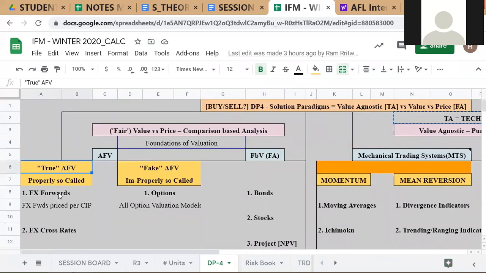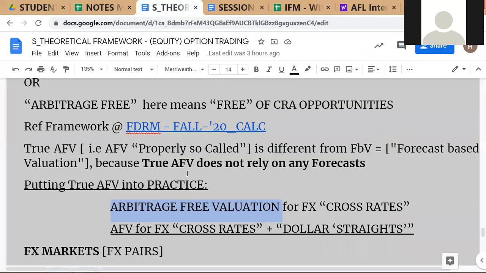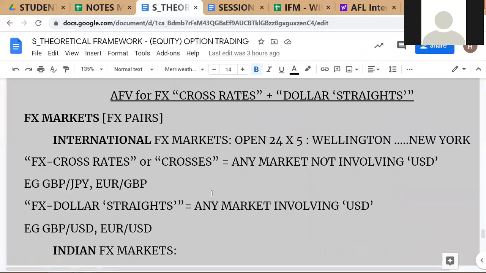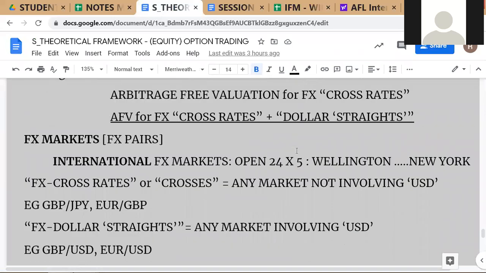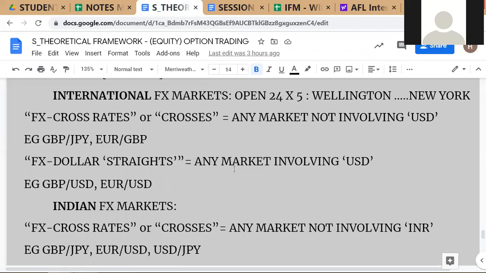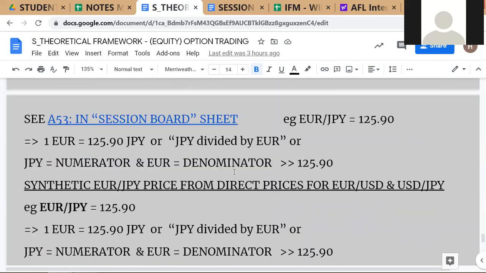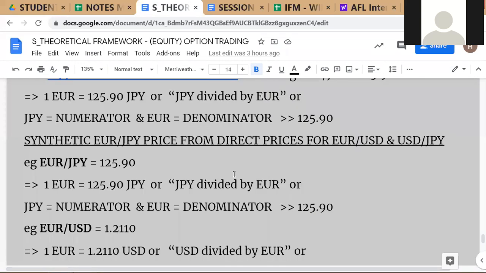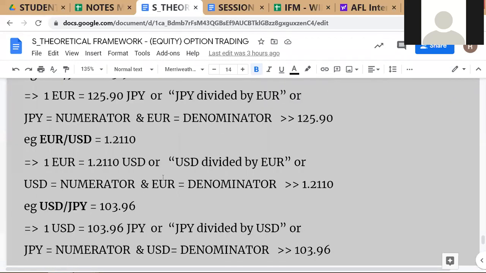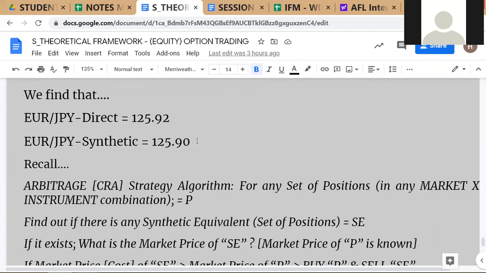The only place where there's a guarantee is when you have true AFV, like FX forwards, FX cross rates. We saw an example of FX cross rates earlier, in the previous course, towards the end, where we calculated AFV for FX cross rates. And we saw that there was an arbitrage opportunity if the prices are different, okay? The synthetic euro yen was coming out to be 125.90 and the direct was 125.92 in the euro yen market.